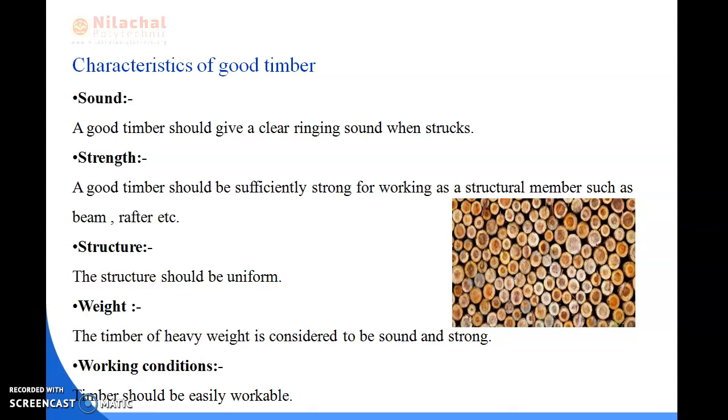structural member. Okay. Next is structure. The structure of the timber should be uniform. Okay, and it should be of proper shape and size. Next is weight. The timber of heavy weight is considered to be sound and strong. Okay, so we can say that the timber of heavy weight is considered to be sound and strong. Okay. Next is working conditions. The timber should be easily workable. Okay, so these are the characteristics of good timber.